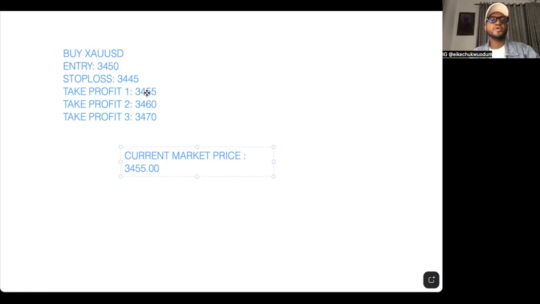So if I was to ask you how many pips take profit is this trade, what's going to be your answer? TP1 is how many pips from entry? Based on this explanation, let me even see if you guys are catching up fast enough. TP1 is how many pips from entry? Let me know in the chat box.